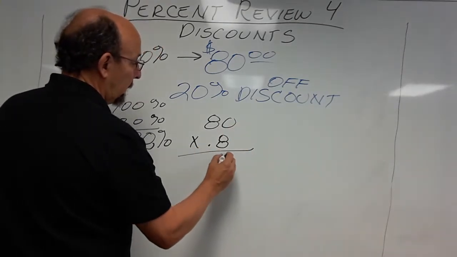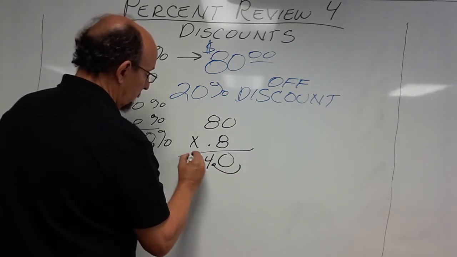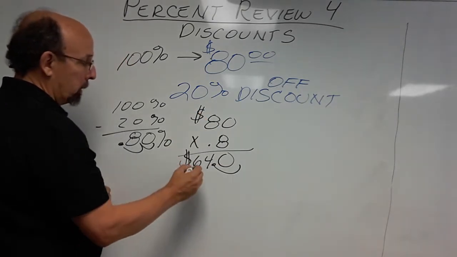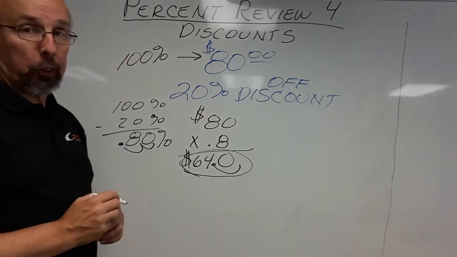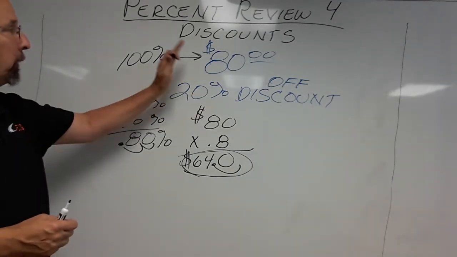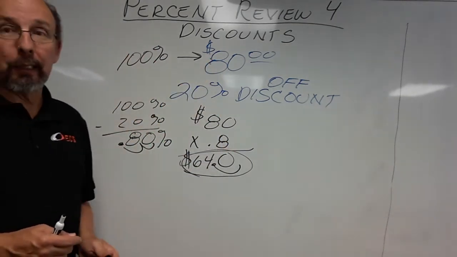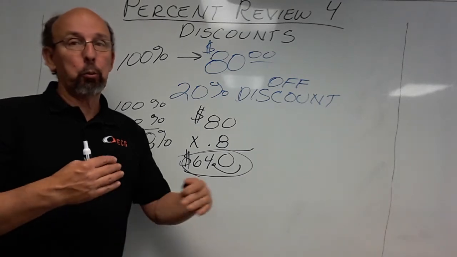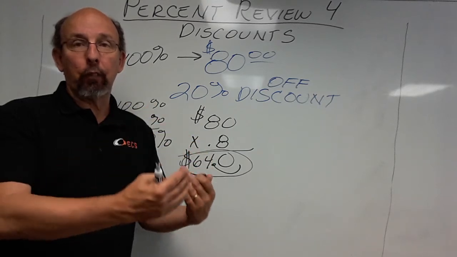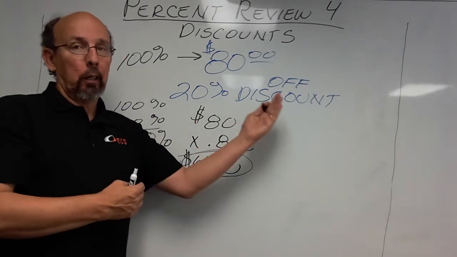I multiply this out, 64, 1 decimal place, $64, because these are all dollars, remember. So I'm still getting my $64, but it's a little bit easier because I'm just subtracting my discount from 100% and then multiplying by that percent instead. I'm still subtracting and multiplying, just in a different order.